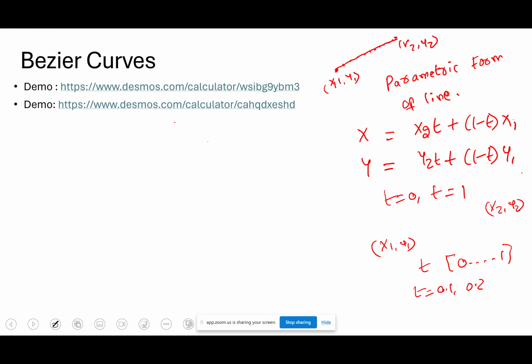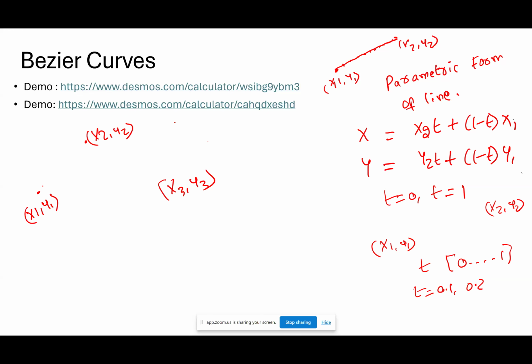Now, how to construct these Bezier curves? Let's say we will construct a second order polynomial, a quadratic polynomial. Let's say you have x1 y1, x2 y2, and x3 y3, these are 3 points. And you know the parametric form of these two equations.